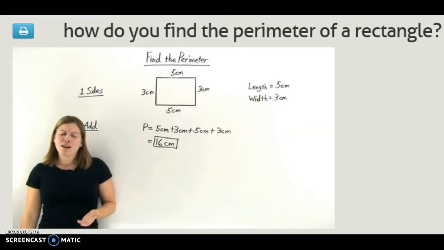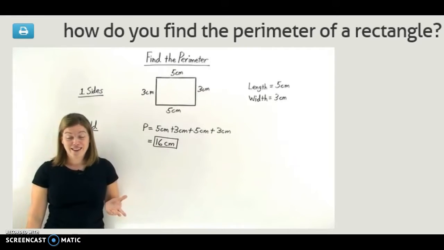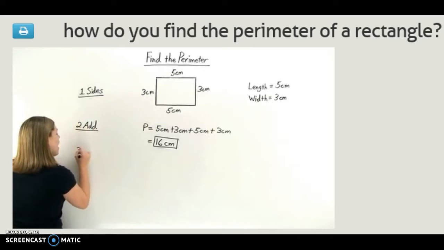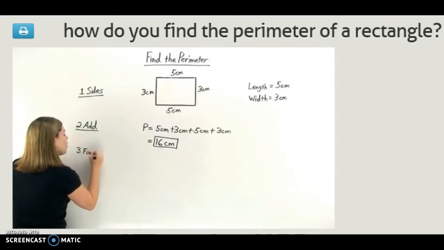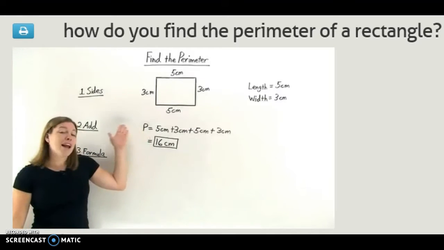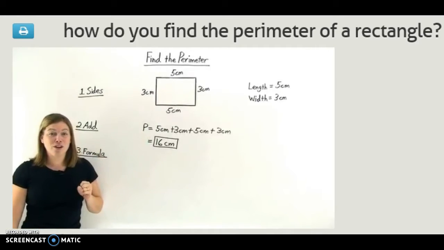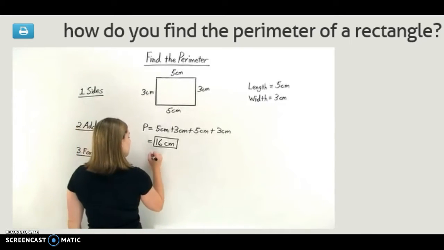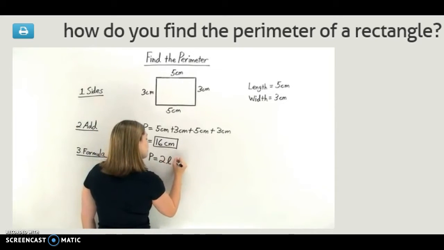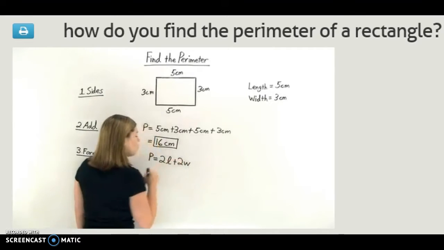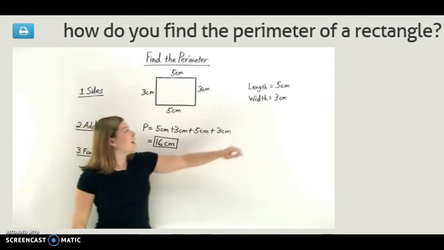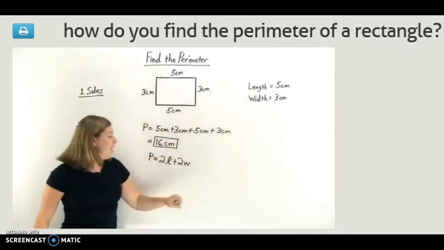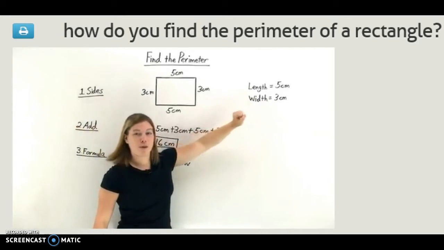Cool. But is there another way to do this? Yes, there is. We also have a formula for the perimeter of a rectangle. So, although we could find the perimeter by adding up all of those measurements together, we could also use the formula. So let's do that to see how it compares. To find the perimeter P of a rectangle, we need to take 2 times the length plus 2 times the width. L is the length, this measurement right here, and W is the width, this measurement.